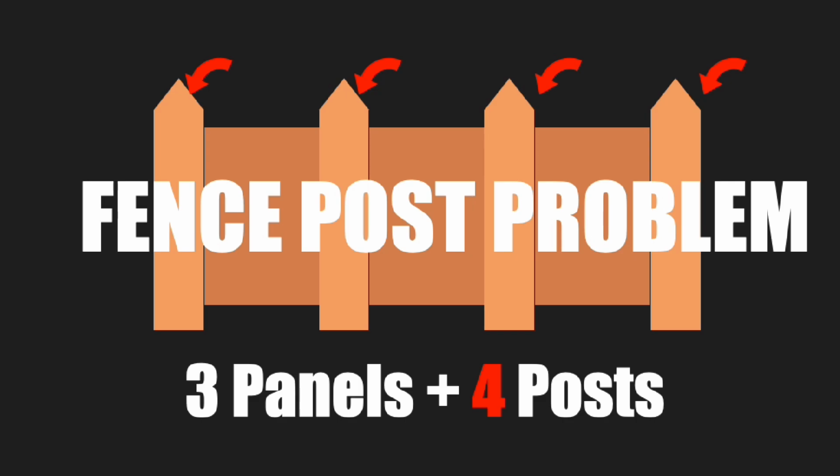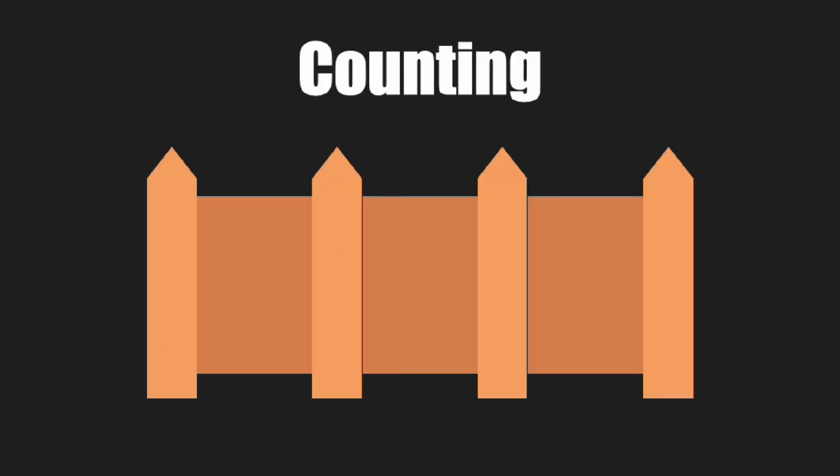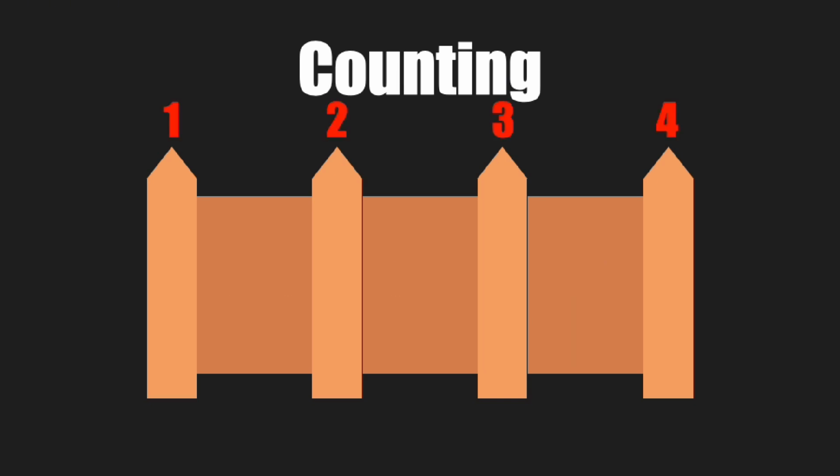Let's say you worked from 1 p.m. to 4 p.m. How many hours did you work? You'd say 3 hours. Now let's ask a different question. How many numbers are between 1 and 4? There are 4 numbers. The confusion comes from what you're counting. When calculating hours, you're counting the spaces between time intervals. But when counting numbers, you're counting the items themselves.